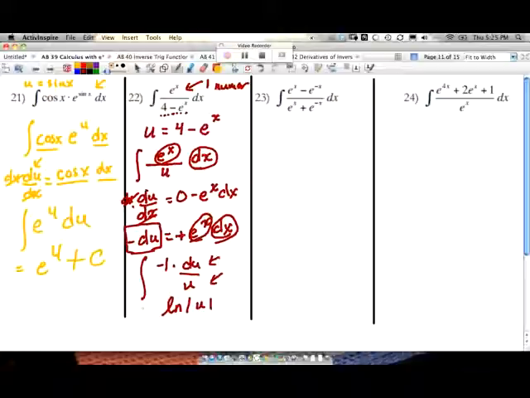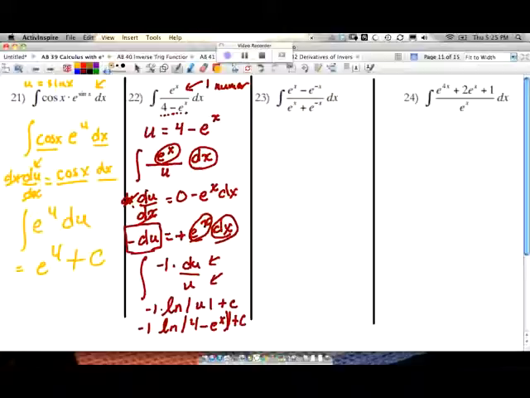And then that negative 1, that just kind of sticks around. Plus c. Do I really have to do anything else? No, because I could say negative 1 natural log of the absolute value of 4 minus e to the x plus c. This is really absolute value. There we go. But that's pretty much it.